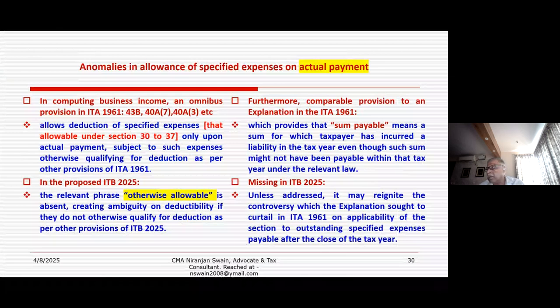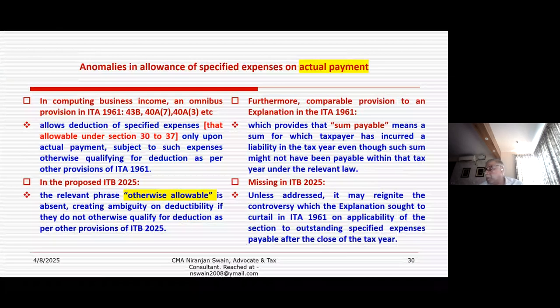Unless it is covered under 30 to 37, then 43B, 48.7, 48.3, 40 having a lot of subsections is not applicable. So this may be an omission, to my understanding. Similarly, a sum payable means a sum for which the taxpayer has incurred liability in the tax year, even though such sum might not have been payable within that tax period.